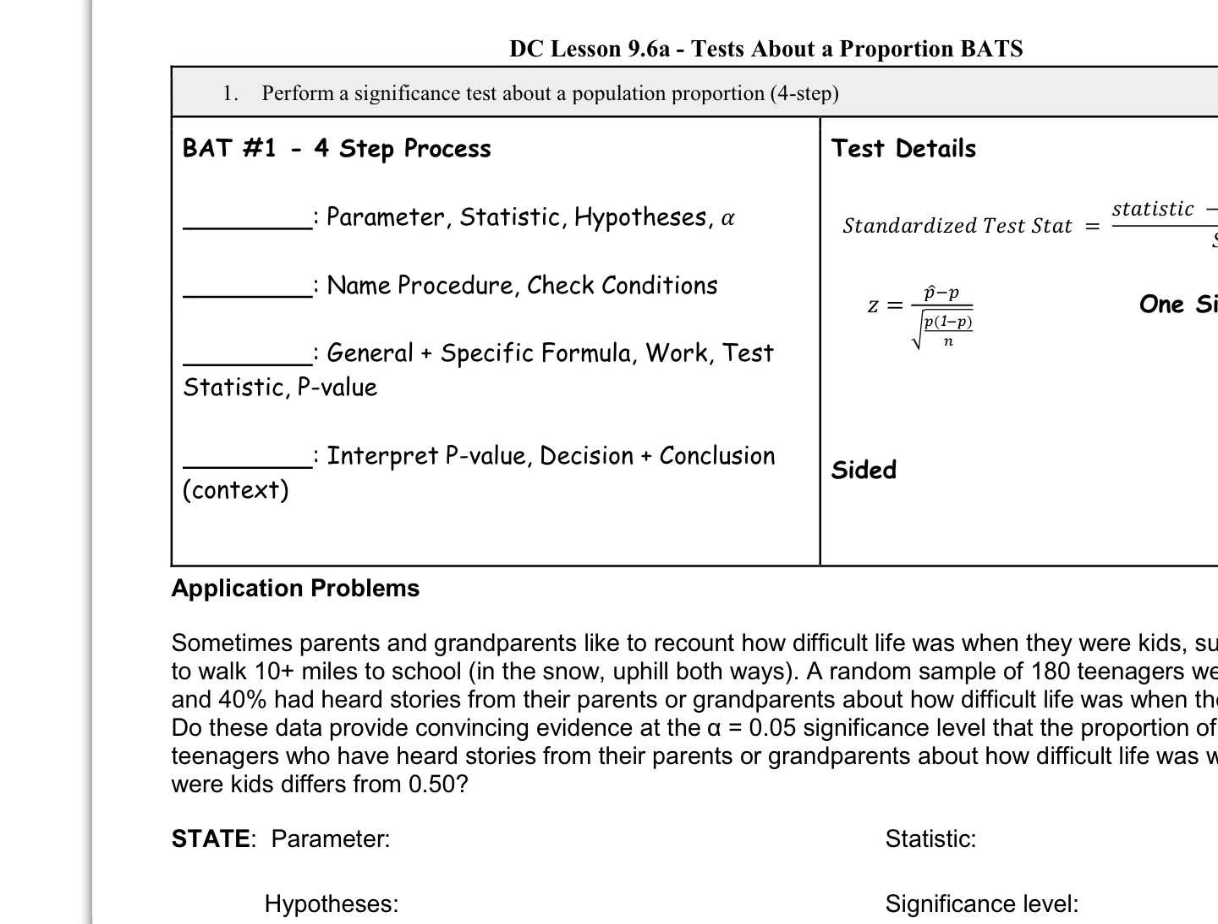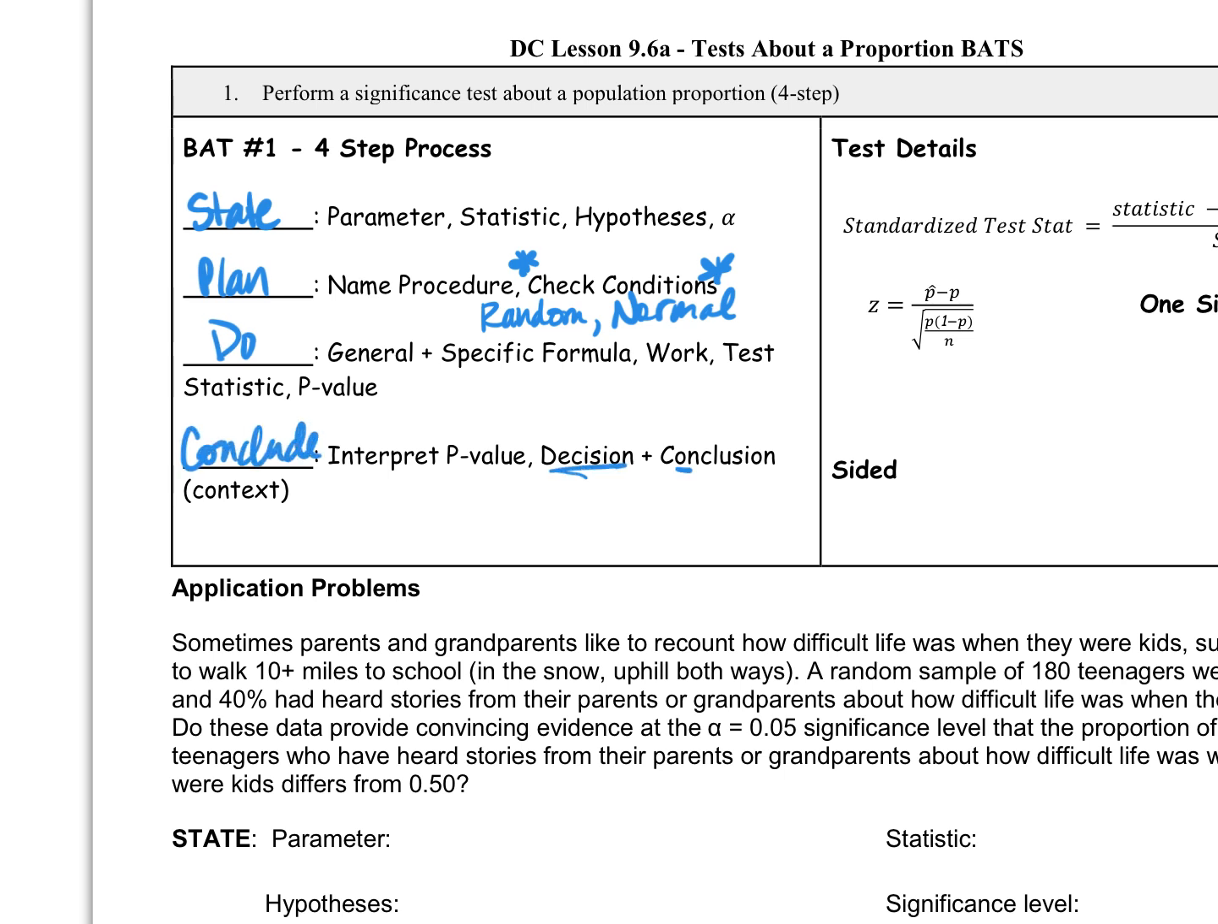So here we go. Summarize real quick. It is a 4-step process. We're going to state the parameter, the statistic, the hypotheses, the null and the alternative. Plan is to name the procedure, and the most important thing is checking those conditions. Remember, what are our conditions? Random and normal. With proportions, it's always going to be a large counts test, right? The next step is the doing, the actual calculating of the z-score, the p-value, sketching the curve, shading the curve, all the things. And then we conclude. We make our decision, and we put the conclusion in terms of the alternative hypothesis.